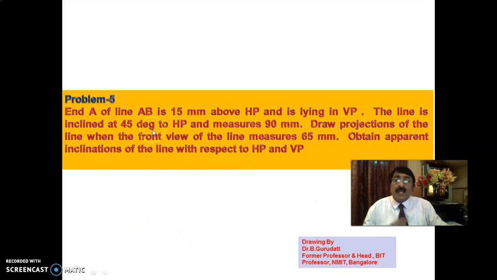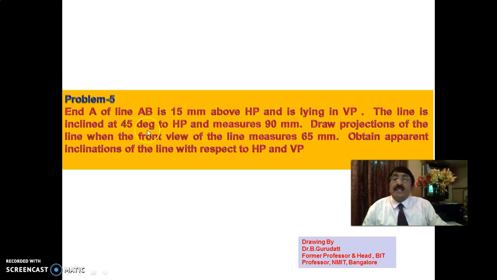See here. Now, next we'll go to the next problem. The end A of a line AB is 15 mm above HP and is lying in VP. Okay, 15 above HP and lying in VP. This, I've told you, is not a parameter at all. Whatever is given, you do. Now you search for the three parameters.